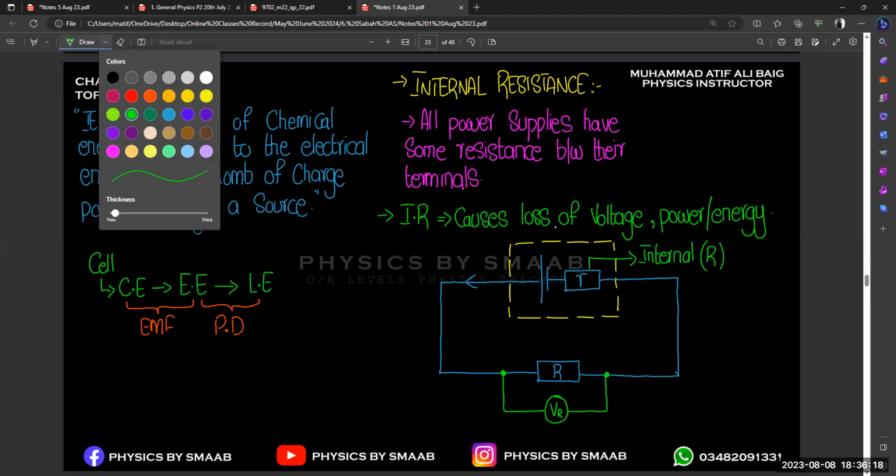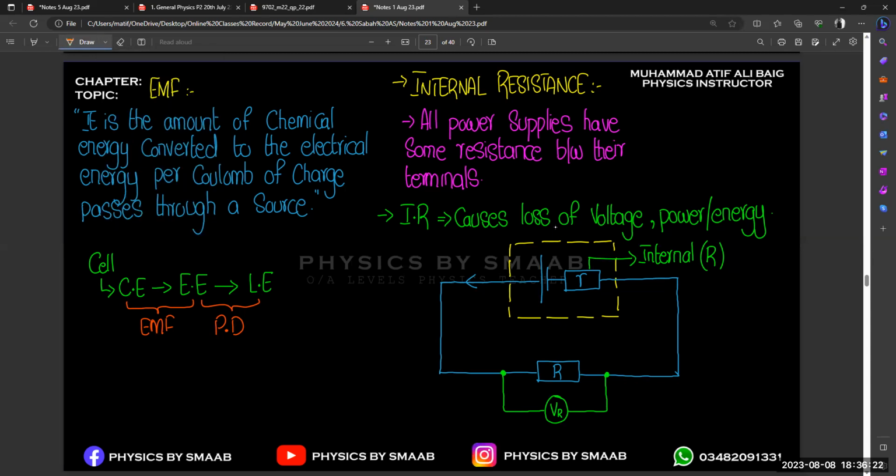We know that energy will remain conserved. So according to the law of conservation of energy, we come to the formula. Suppose we want to find the lost volts, the voltage that is actually lost. Generally we can find it with the help of the total EMF, because EMF is the basic thing. It is connected to the source.